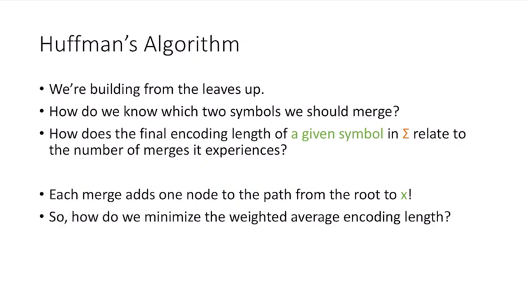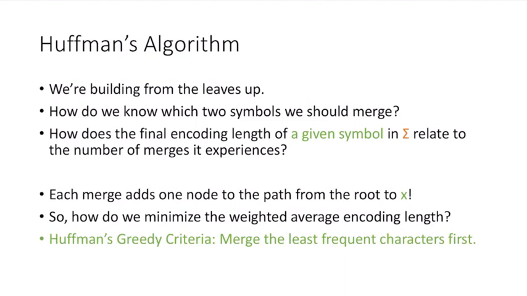So how do we minimize the weighted average encoding length? Which two nodes should we choose to merge first? Well, we want to merge the two least frequent characters first. If we do the highest frequency characters first, that's going to push them further down in the tree, and that's going to increase the coding length for the high frequency characters, which we don't want. So we always do least frequent characters first.